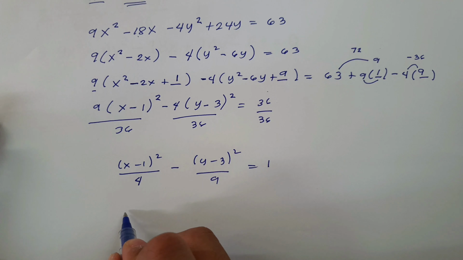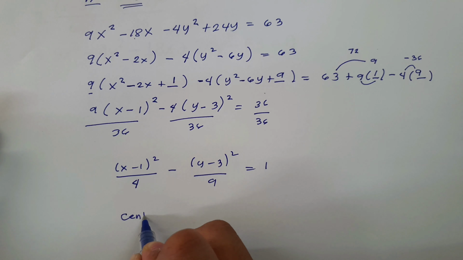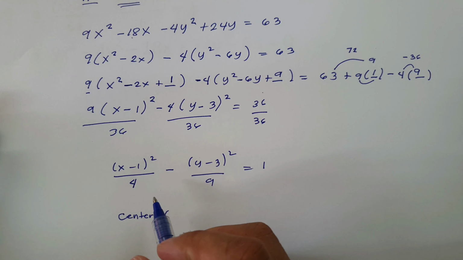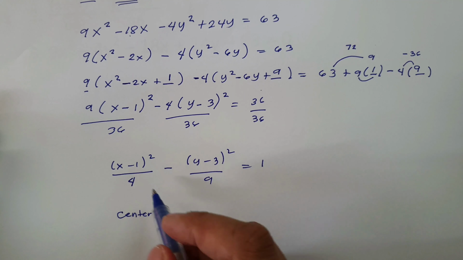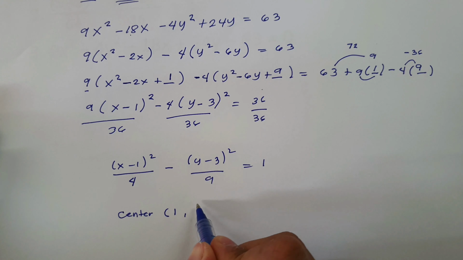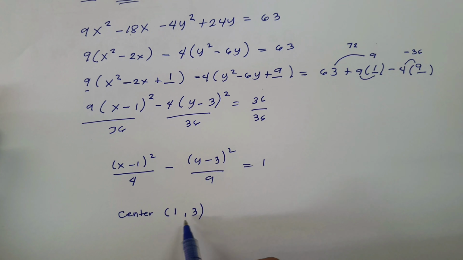Now, let's determine the center. The center is always (h, k). So the value of h here is 1 and the value of k is 3. So our center is (1, 3).